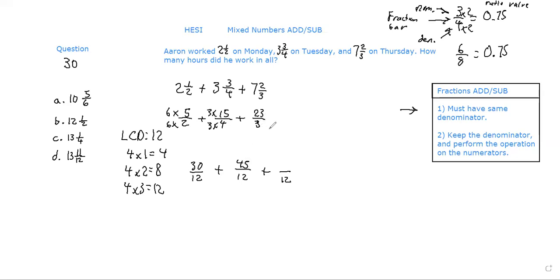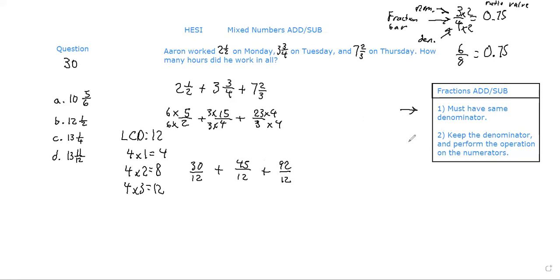And finally, we have the last fraction. 3 times what gives us 12? 3 times 4. And then we multiply the top by the same value. 23 times 4 gives us... Nope, sorry, not 1. 92. Yeah, 92. Okay. So now we've completed, we have these fractions written as equivalent fractions, and they have the same denominators. Now we can add them.